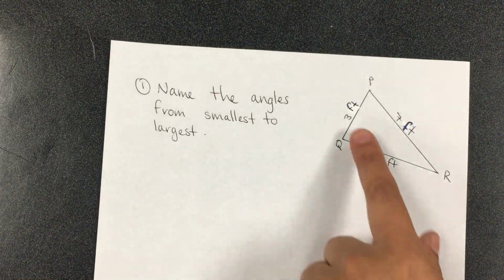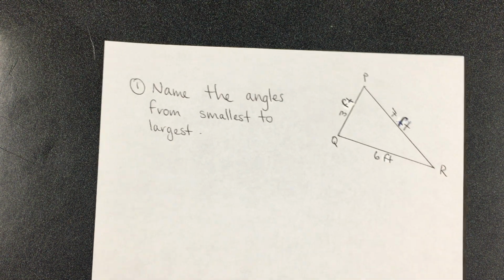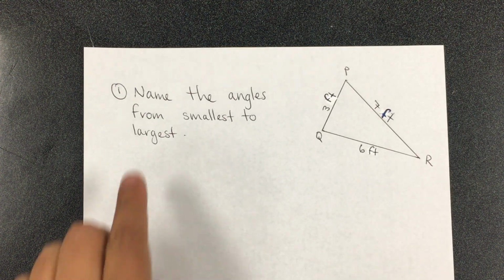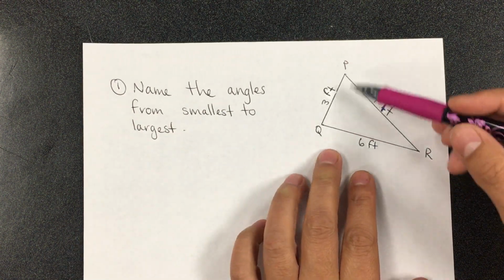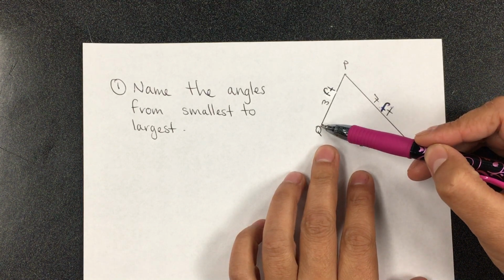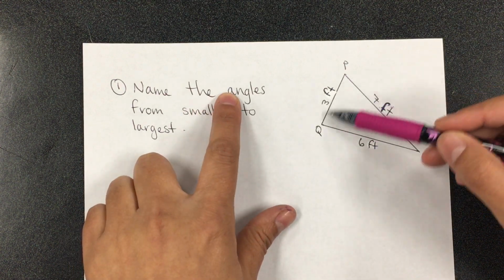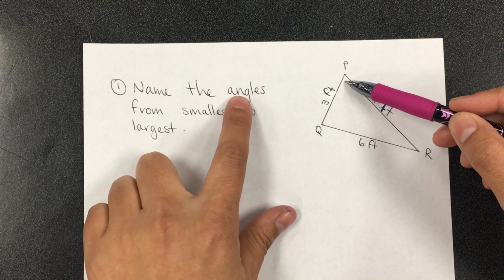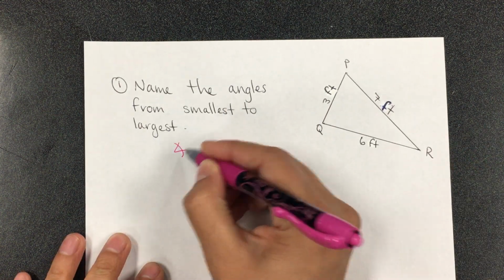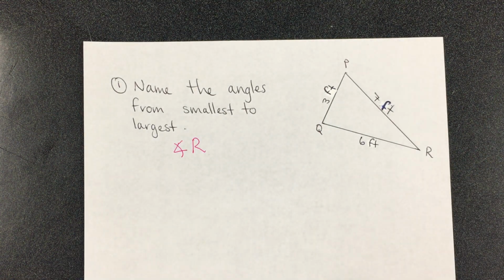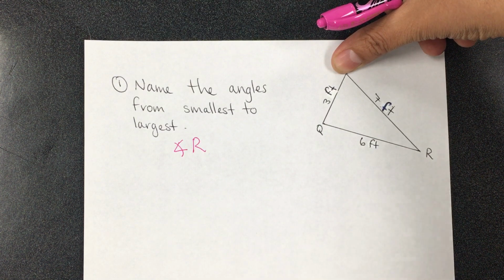Okay, let's go to some specific examples. Here you're given a triangle PQR and the measurements of the sides, and you're going to name the angles from smallest to largest. I can see that the smallest side is QP, because it has 3 feet, but it's not asking for the smallest side, it's asking for the angle. Since we have PQ, the angle is going to be angle R. It's very similar to the other one: if it's this side, you cover that, and whatever is open is going to be the smallest.